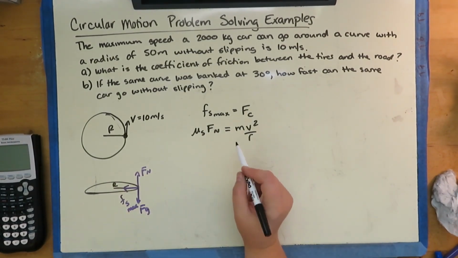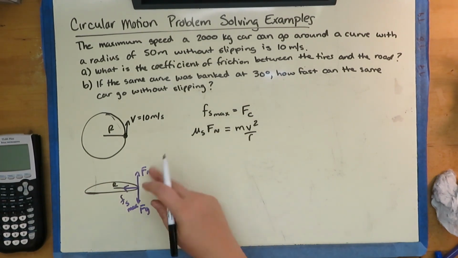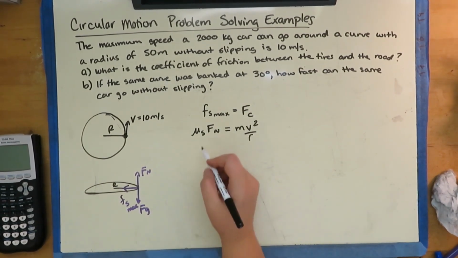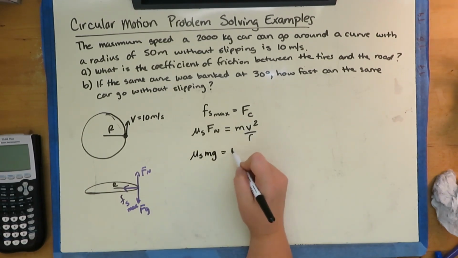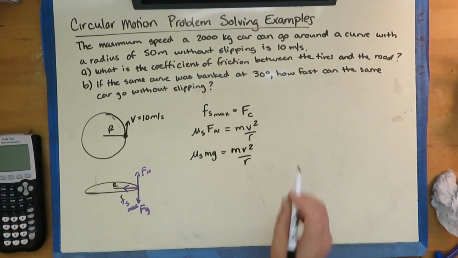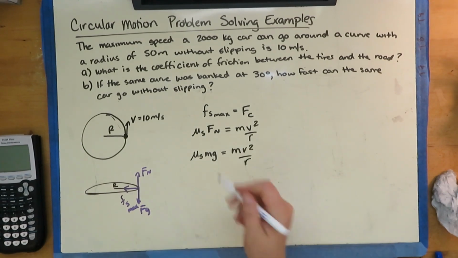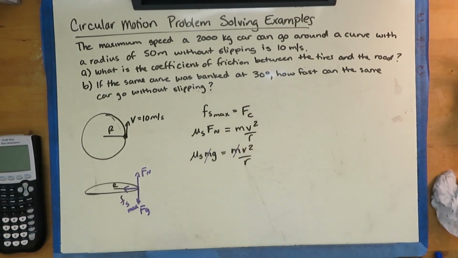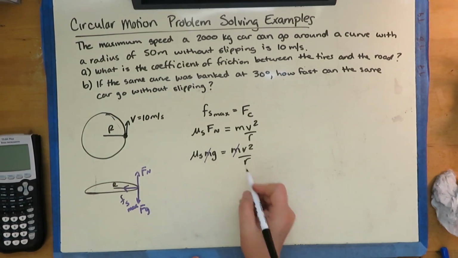And my Fn in this case, because it's a horizontal curve, would just be equal to mg. So mu s mg is going to be m v squared over r. My mass actually cancels, so this is really interesting. It doesn't matter what the mass of the vehicle is. And that is good, because we wouldn't want to have a different speed for a semi-truck than we would for some little Honda as we go around.